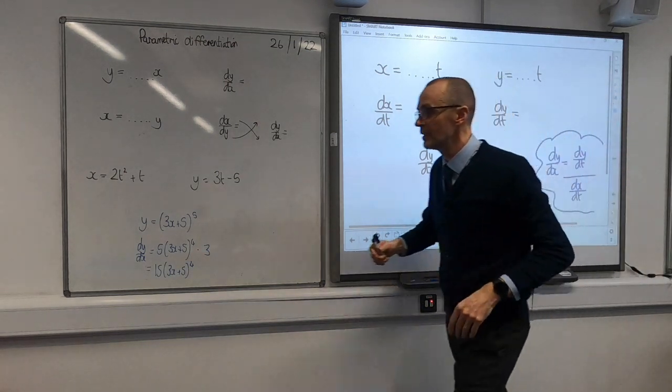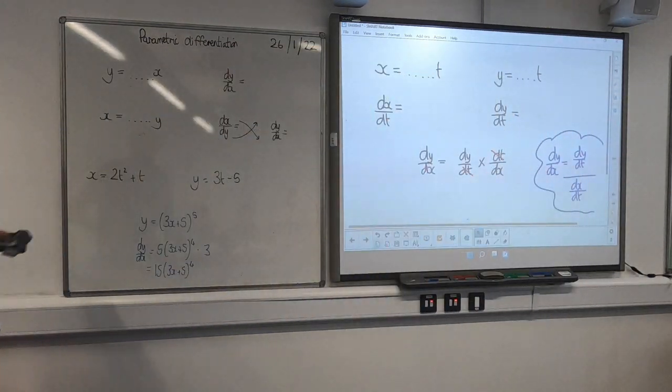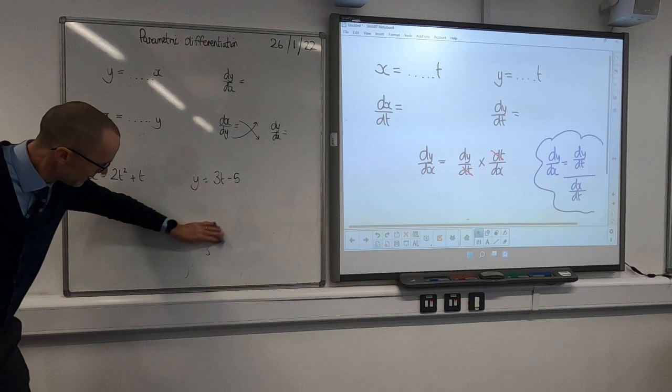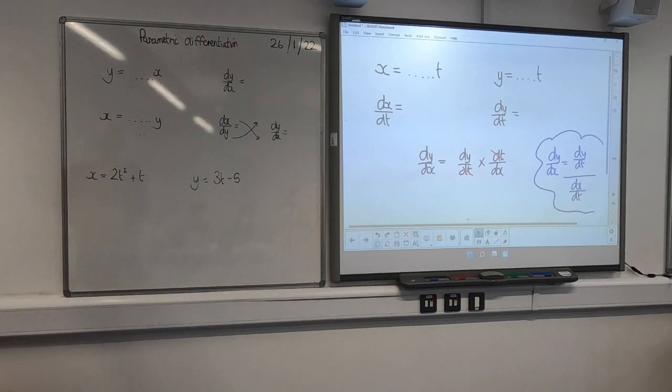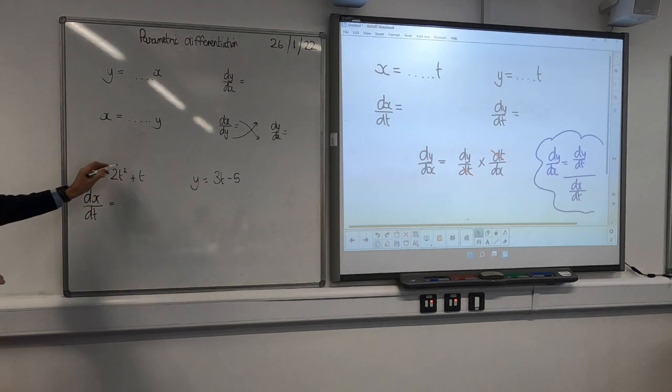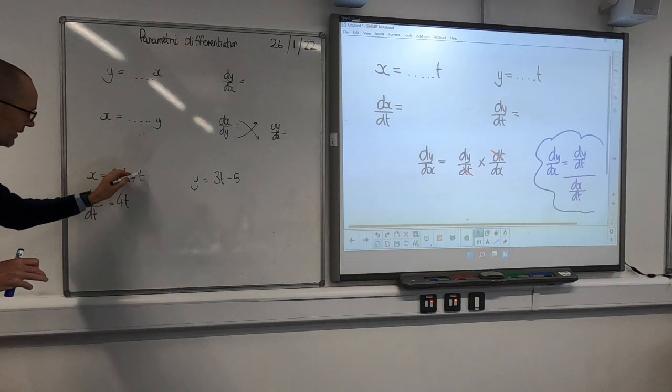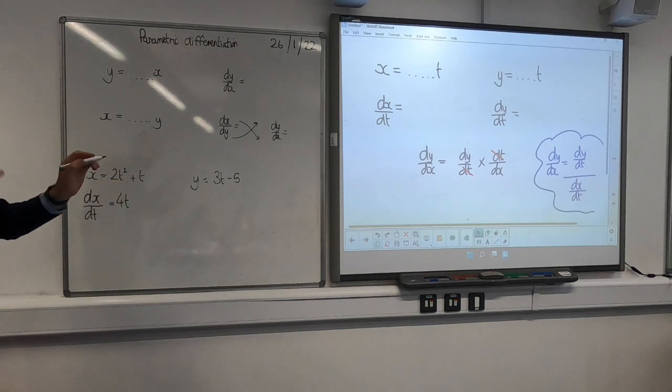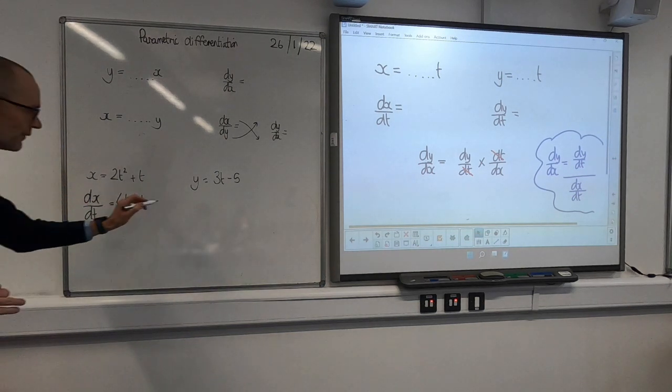So let's use this example. I can work out dy by dx by firstly differentiating that. T is the variable, so I multiply by the power, reduce the power by 1, and just like x becomes 1, t becomes 1 when t is the variable. I can differentiate this.